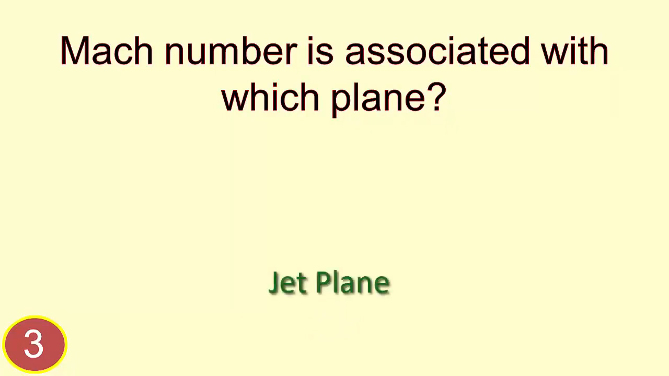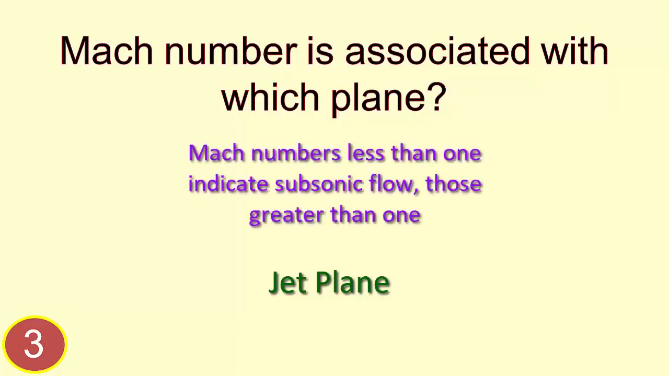Answer is jet plane. In the case of an object moving through a fluid, such as an aircraft in flight, the Mach number is equal to the velocity of the object relative to the fluid divided by the velocity of the sound in the fluid. Mach numbers less than 1 indicate subsonic flow. Those greater than 1 indicate supersonic flow.